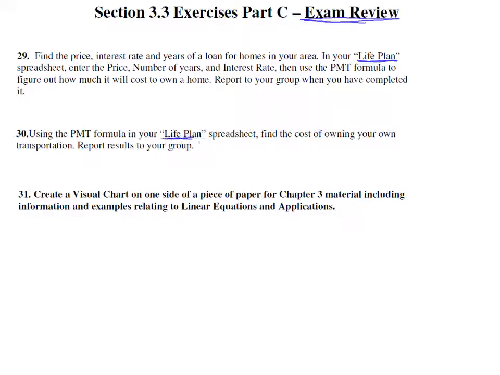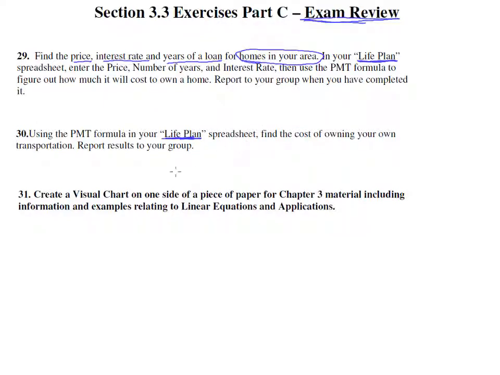This is the one where you have guessed what your life may be like in 5 years. So you should have already submitted that in the early weeks of the semester, and now we're returning to it, and you're going to put some more stuff in based on what you have learned now. You've learned some of that savings plan formula and some of those payment formulas. And so here it says find the price, interest rate, and years of a loan for homes in your area.